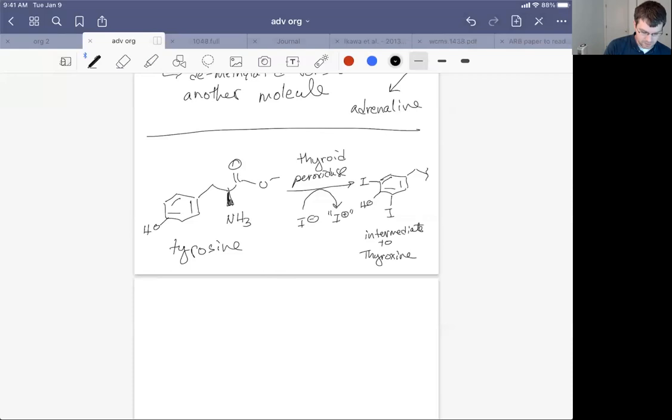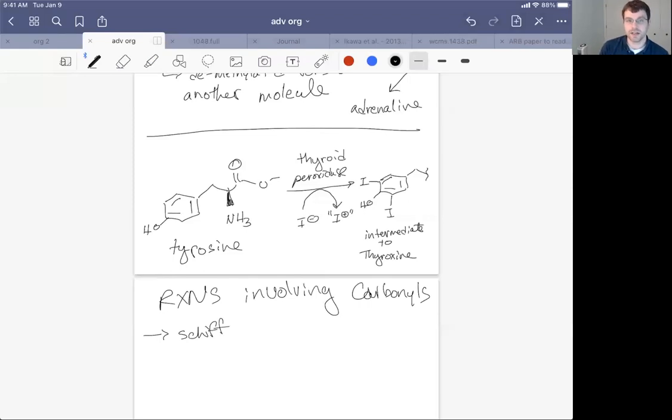We can look at some reactions involving carbonyls now. And these are definitely a mainstay of biochemistry. Now, the one I want us to be as aware of, or have as knee-jerk a response to, as the keto-enol tautomerism, is the formation of a Schiff base.